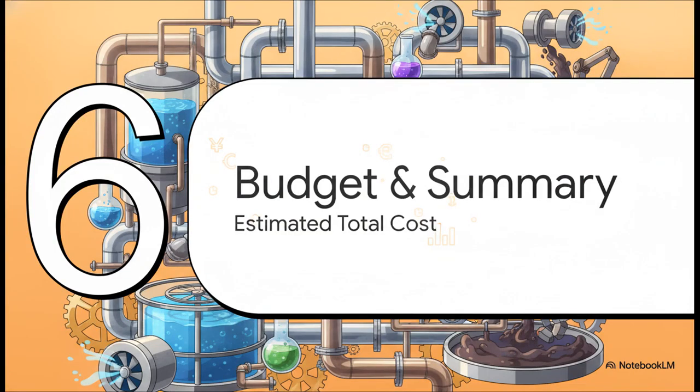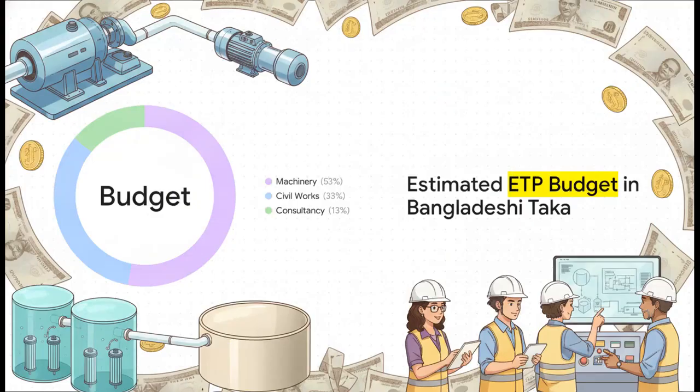Finally, Section 6. Let's put it all together and talk about the estimated total budget. Let's break down the total budget, mapped out here in Bangladeshi taka based on current local market data. Your total estimated cost is going to range from about 4.5 to 7.5 lakh taka. The machinery, the blowers, the pumps, the diffusers, that'll run you between 2.5 to 4 lakh.